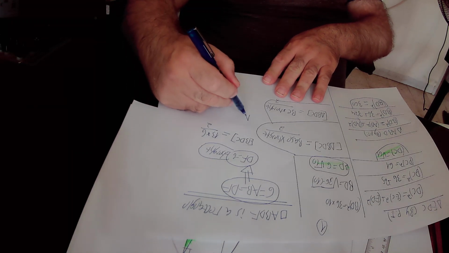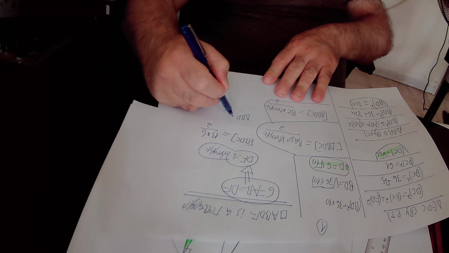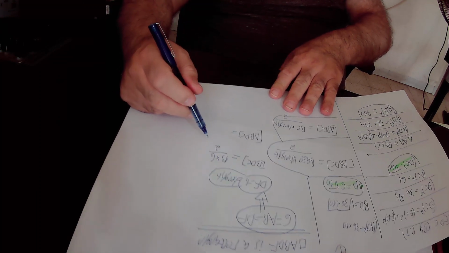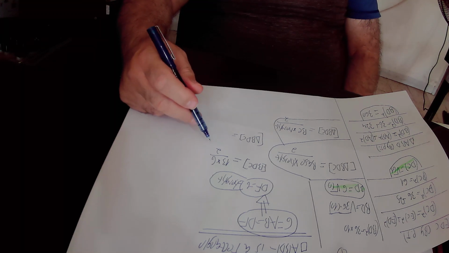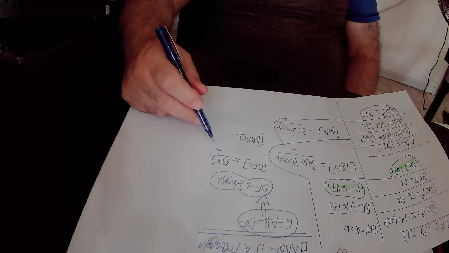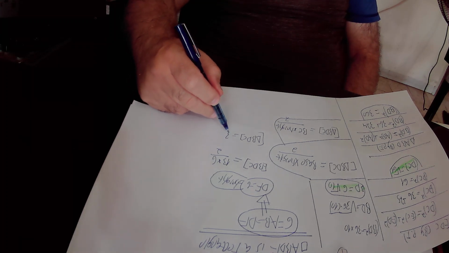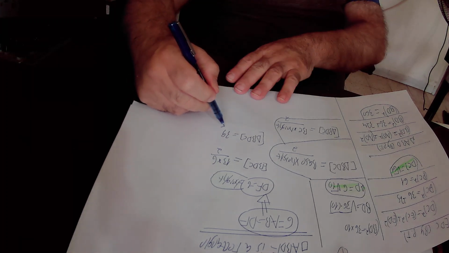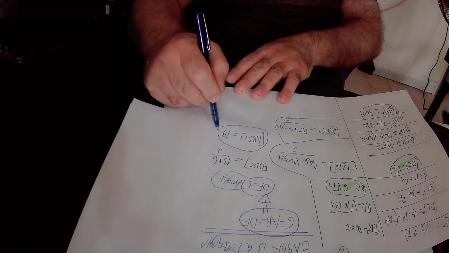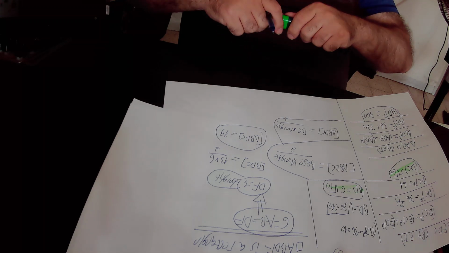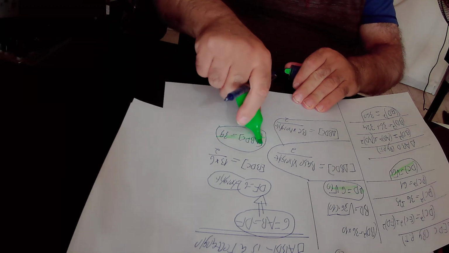So the area of the green triangle BDC equals 13 times 6 over 2. 6 over 2 is 3, and 3 times 13 is 39. So we found out that the area of the green triangle BDC equals 39 square units.